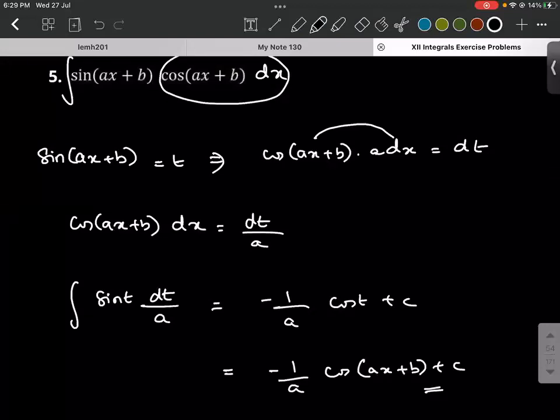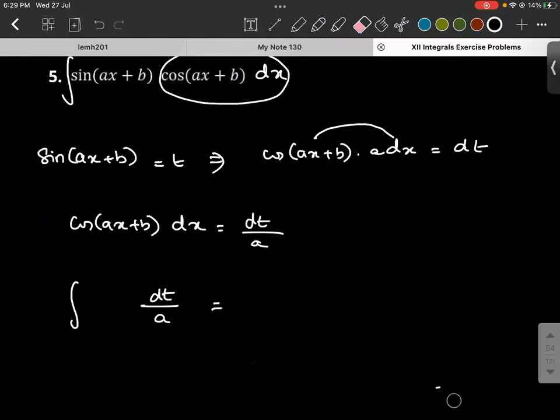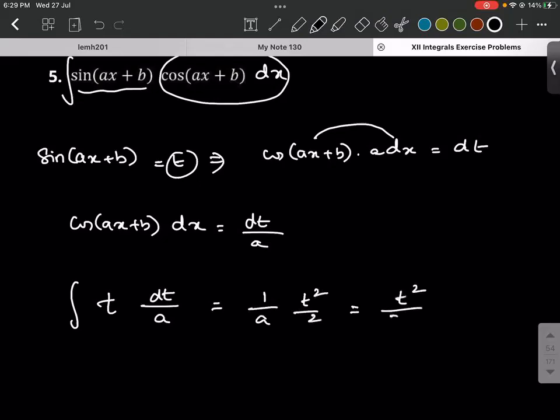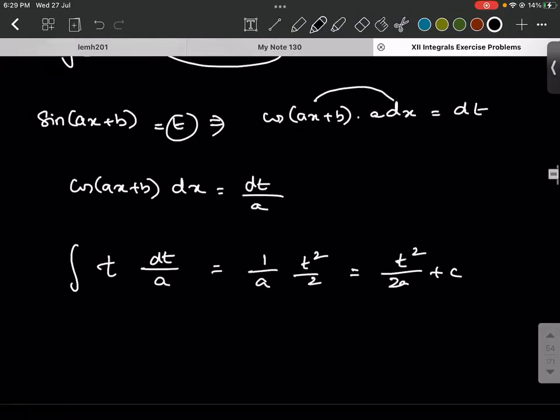Oh, it is only t into dt by a, sorry, because sin of ax plus b is t. So 1 by a into t square by 2, so t square divided by 2a plus c. That is sin square of ax plus b divided by 2a plus c. But if you see, the back answer might not match with this.